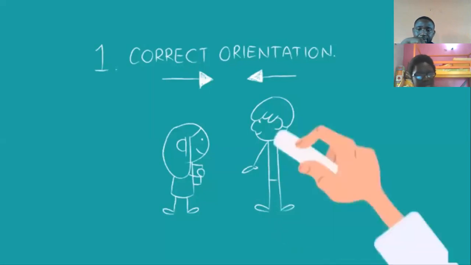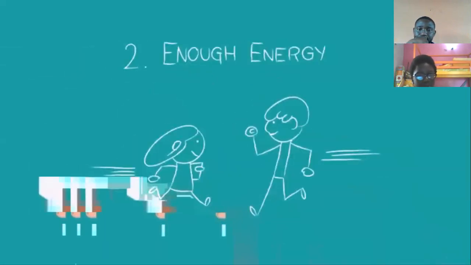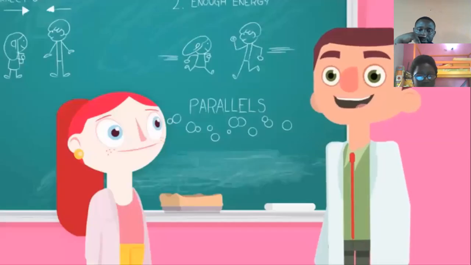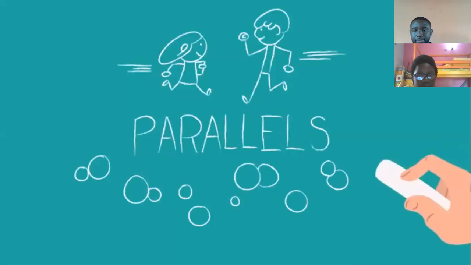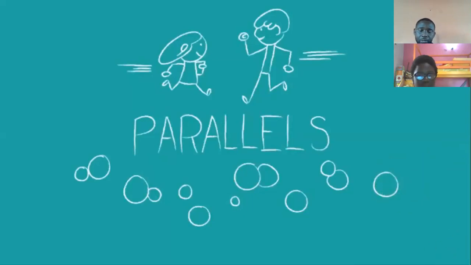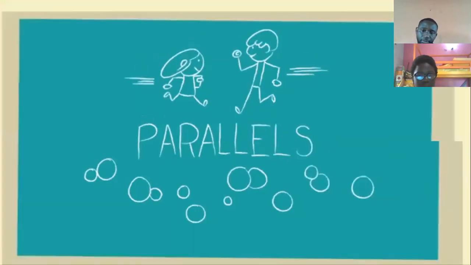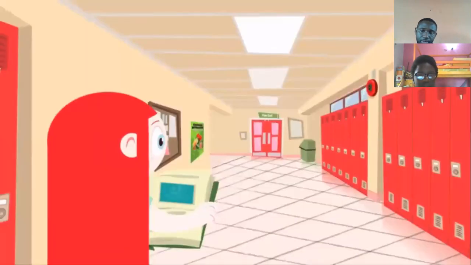Correct orientation allows books to be knocked from one's hands, and 2, enough energy to knock the books out. Shortly after this incident, Harriet decided to tell me, her chemistry teacher, all about it. I noticed some interesting parallels between her story and chemical reaction rates, which happened to be what she was studying in the hallway the day of the collision.